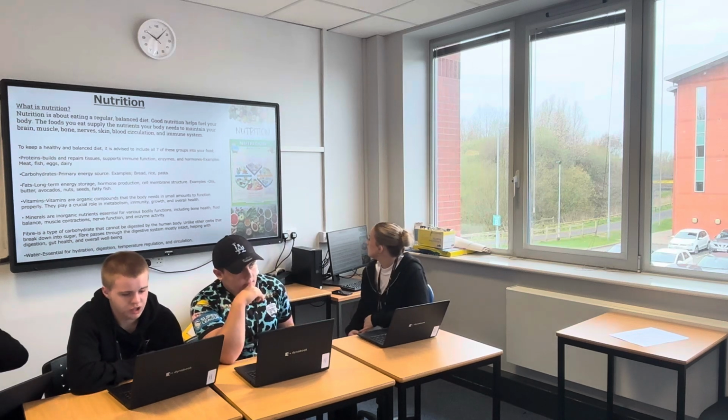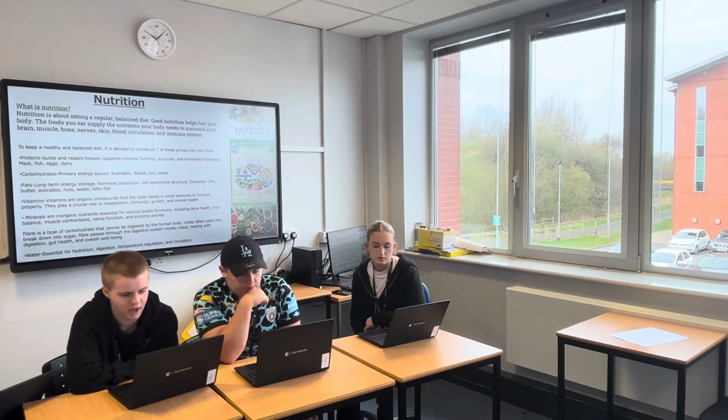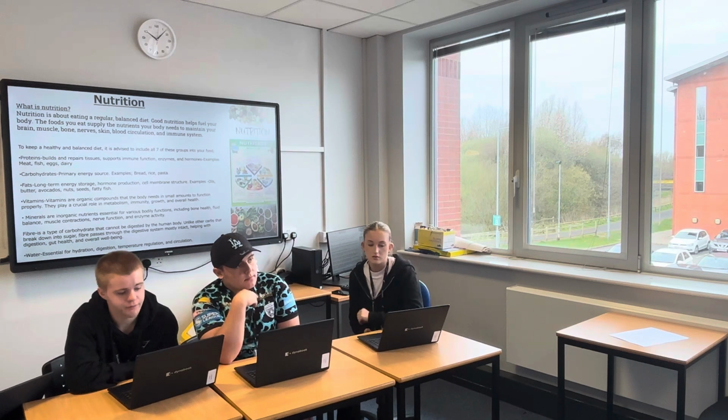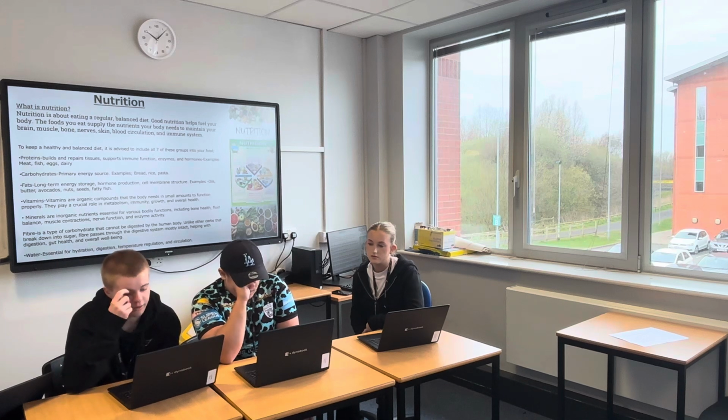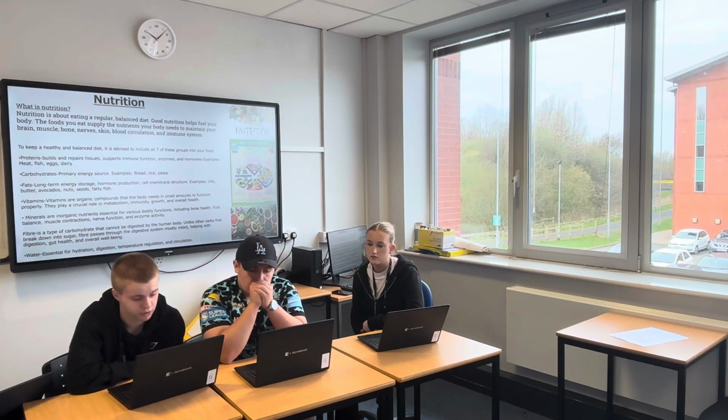So there are 7 groups which nutrition is divided into to have a healthy and balanced diet. These come under proteins, carbohydrates, fats, vitamins, minerals, fibre, and water.